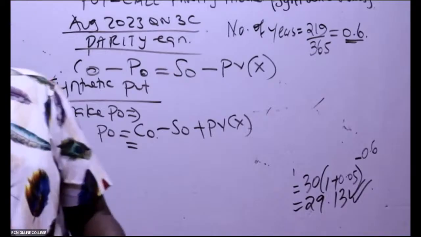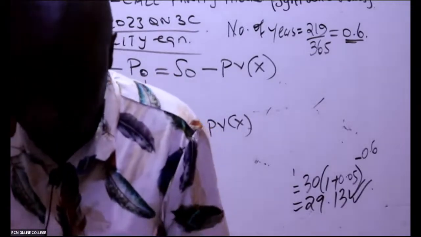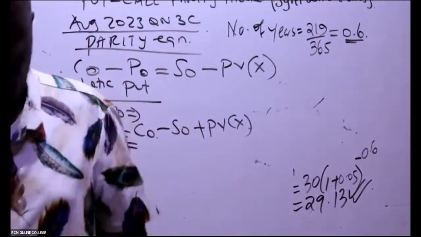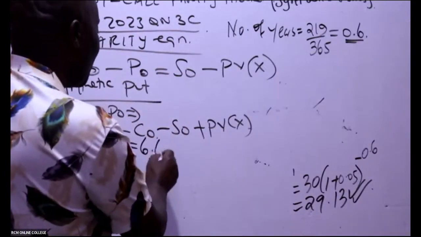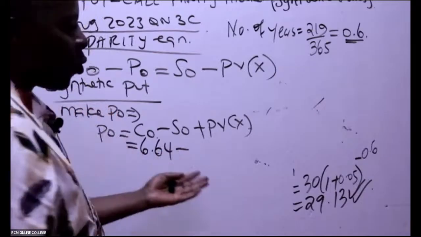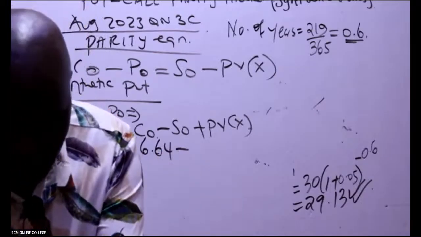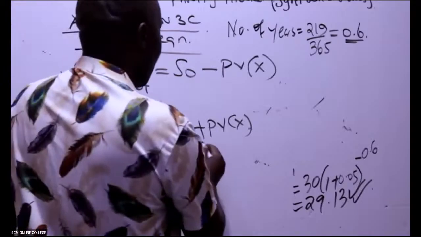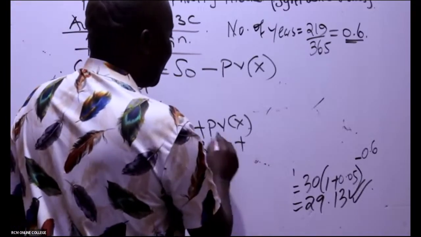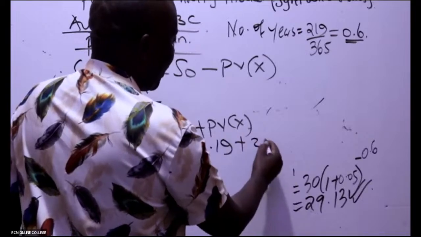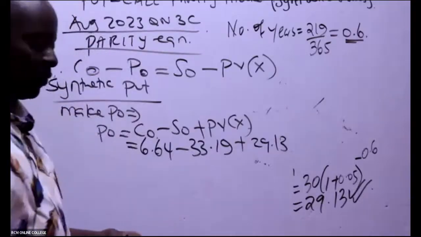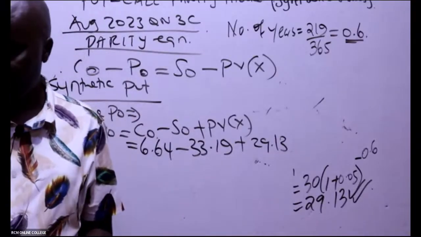So our CO, the one given in the question, the actual one, not the synthetic one, I can see it is 6.64. Minus SO, the one given in the question, is 33.19. Present value over X is 29.13. So is there somebody who is able to give us this answer now?